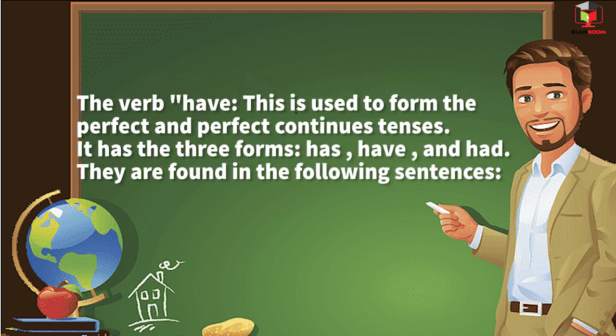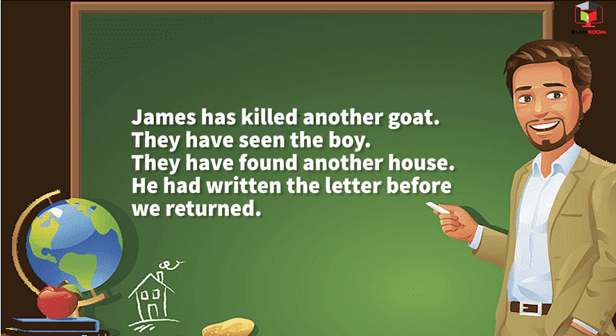The verb have. This is used to form the perfect and perfect continuous tenses. It has the 3 forms: has, have, and had. They are found in the following sentences. James has killed another goat. They have seen the boy. They have found another house. He had written the letter before we returned.